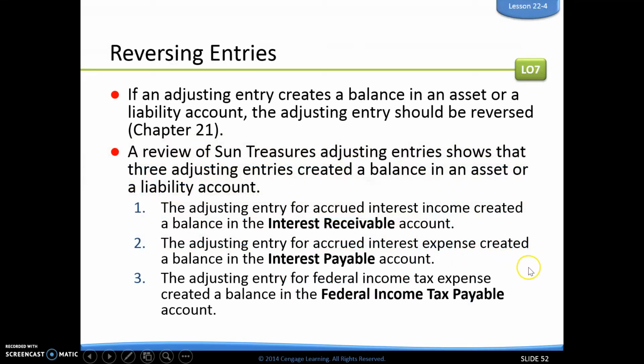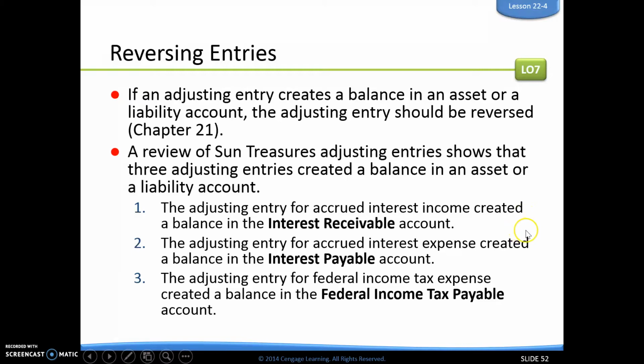Okay, now we just learned about these in chapter 21, our reversing entries. So remember that if we did an adjusting entry that's going to create a balance in an asset or a liability account, that adjusting entry needs to be reversed. So when we look at Sun Treasure's adjusting entries, there are 3 of them that created a balance in an asset or a liability account. The first one is we had accrued interest income that made a balance in interest receivable. We need to reverse that.